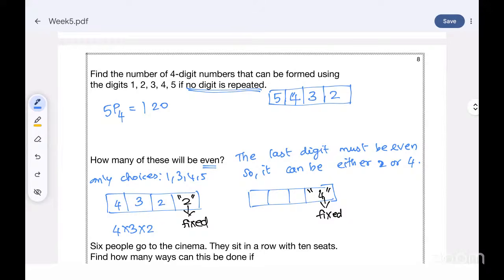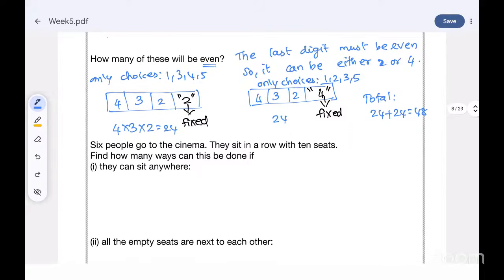That is 24. Similarly, here what are the only choices? Same, 4 into 3 into 2, which is 24, with digits 1, 2, 3 and 5. So again 24. So the total is 48. Right? Clear?